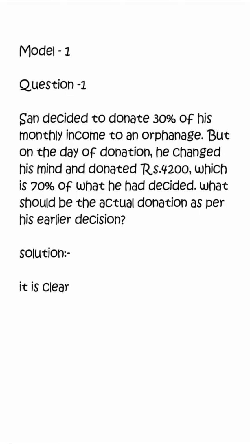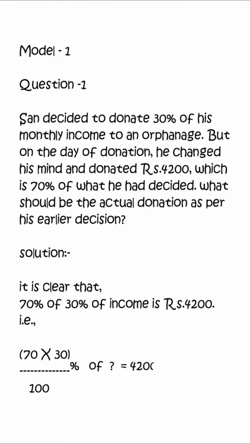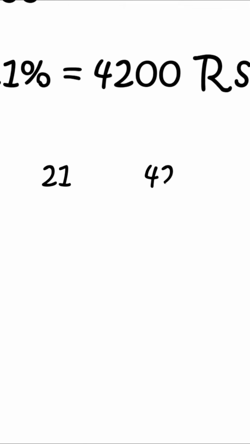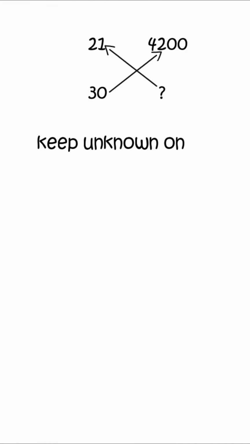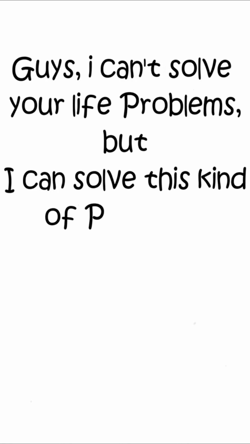Solution. It is clear that 70% of 30% of income is rupees 4,200. That is 70 multiplied by 30, whole divided by 100, of unknown equals 4,200 rupees, which is 21% of unknown equals 4,200 rupees. Now we can easily calculate 30% of income just by cross-multiplying. Keep the unknown value one side and solve, which is 6,000 rupees.